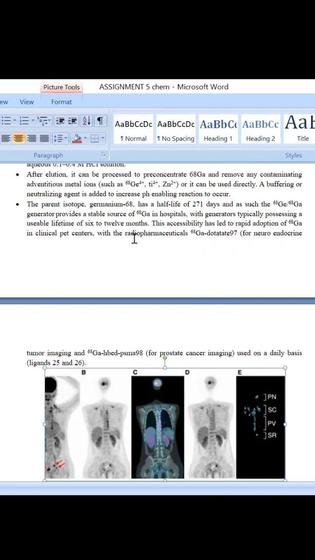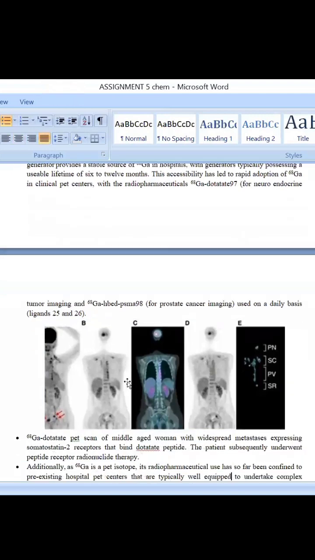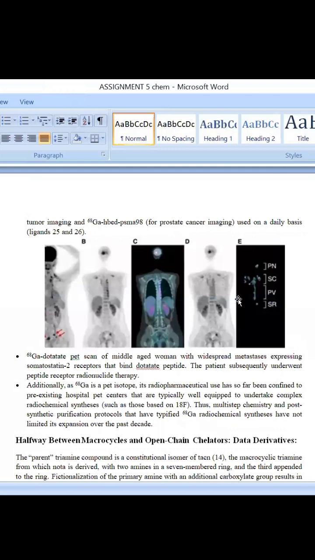This accessibility has led to rapid adoption of gallium in clinical PET centers, with the radiopharmaceutical gallium-68 DOTATATE for neuroendocrine tumor imaging, and gallium-68 HBED-CC PSMA for prostate cancer imaging, used on a daily basis. Legends 25 and 26. You can see clearly in this structure a gallium-68 PET scan of a middle-aged woman with widespread metastasis expressing somatostatin 2 receptors, which bind the peptide. The patient subsequently underwent peptide receptor radionuclide therapy.